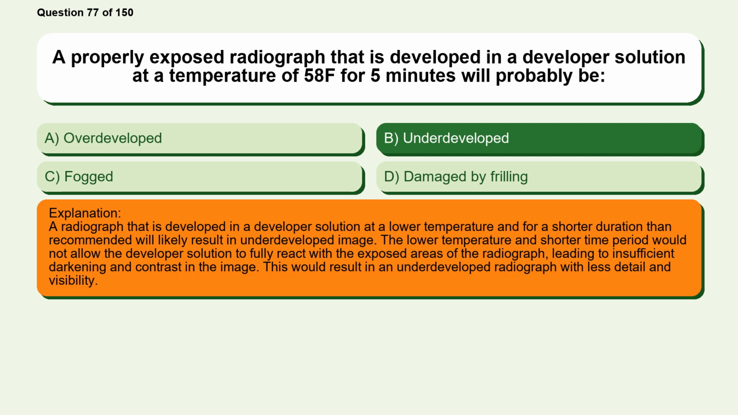A radiograph that is developed in a developer solution at a lower temperature and for a shorter duration than recommended will likely result in an underdeveloped image. The lower temperature and shorter time period would not allow the developer solution to fully react with the exposed areas of the radiograph, leading to insufficient darkening and contrast in the image. This would result in an underdeveloped radiograph with less detail and visibility.